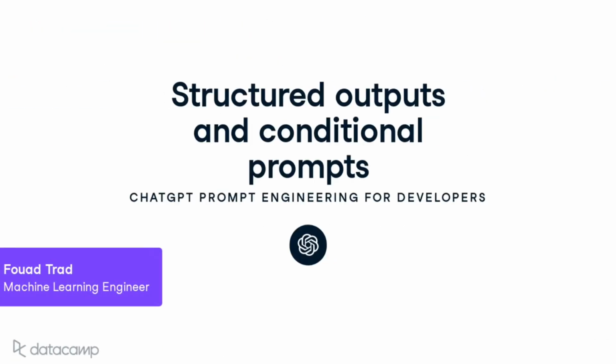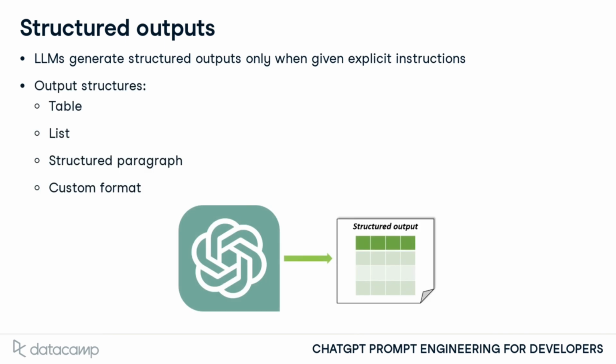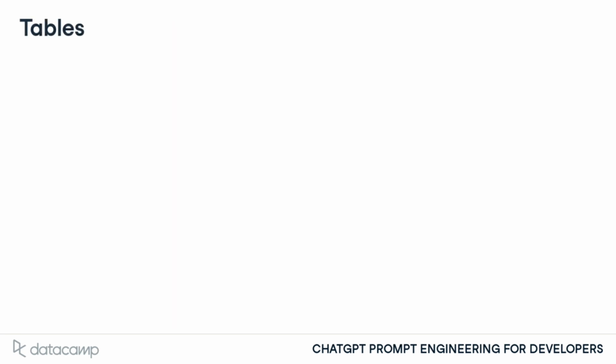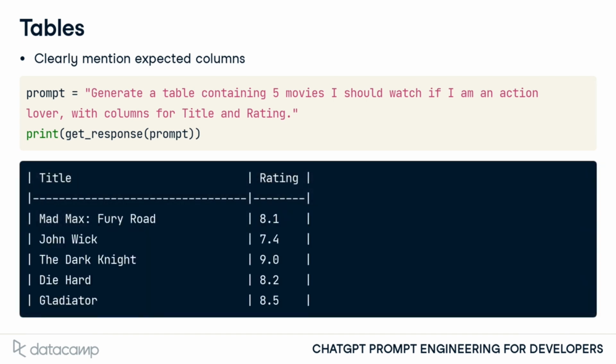In this video, we will focus on creating structured outputs and using conditional prompts. Language models don't naturally generate structured outputs without explicit instructions. However, sometimes we need the output in a table, list, structured paragraph, or custom format. Let's see how to handle these cases. To generate a table, we should clearly mention the expected columns. For example, to instruct the model to create a table with 5 action movies, we specify the columns title and rating. This ensures the output meets our requirements.